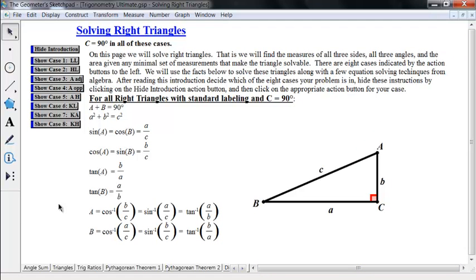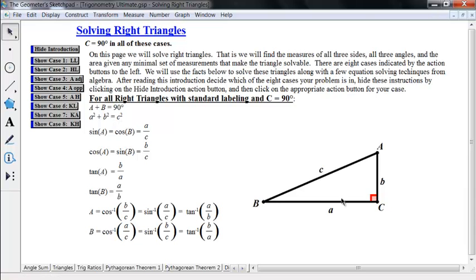We're going to be looking at solving right triangles today. We have a number of techniques, facts, and theorems that help us solve right triangles. We know that the angles in any triangle always add up to 180 degrees or pi radians. That means the two acute angles must add up to 90 degrees, since the right angle takes up 90 degrees of that 180, leaving A plus B, the angle measures, to add up to 90 degrees.